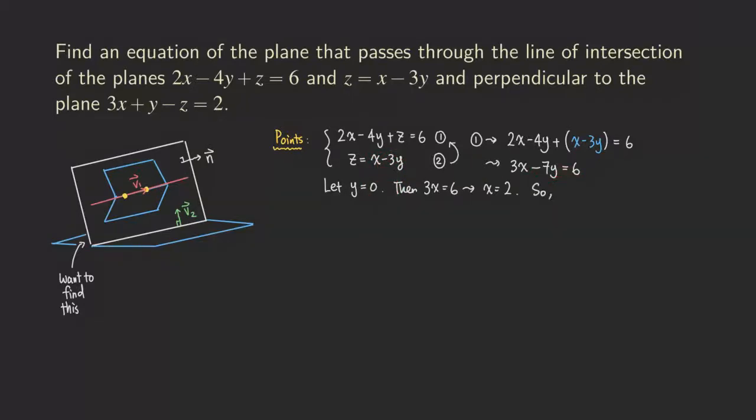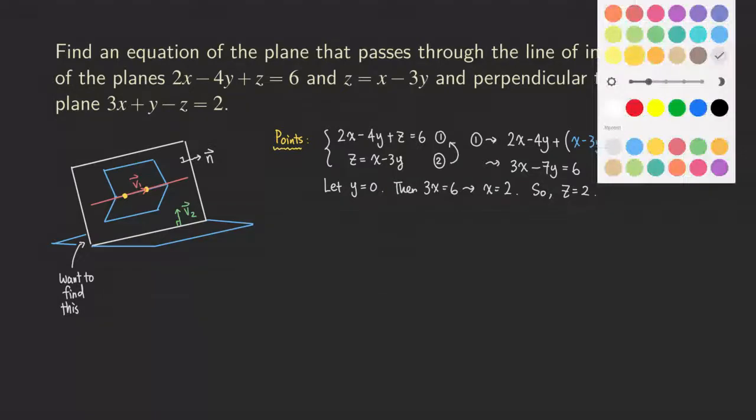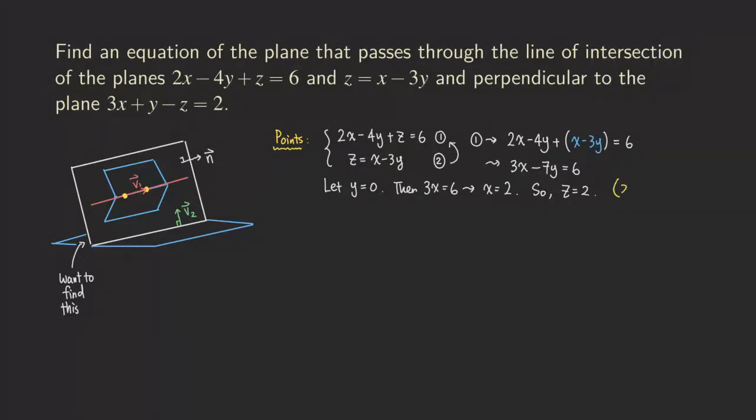And so z is equal to 2. So we actually got 1 point already. That means our point is what? It's 2, 0, and then 2. So that's one of the points that we have, right? X is 2, y is 0, and then z is 2, so we get this point.